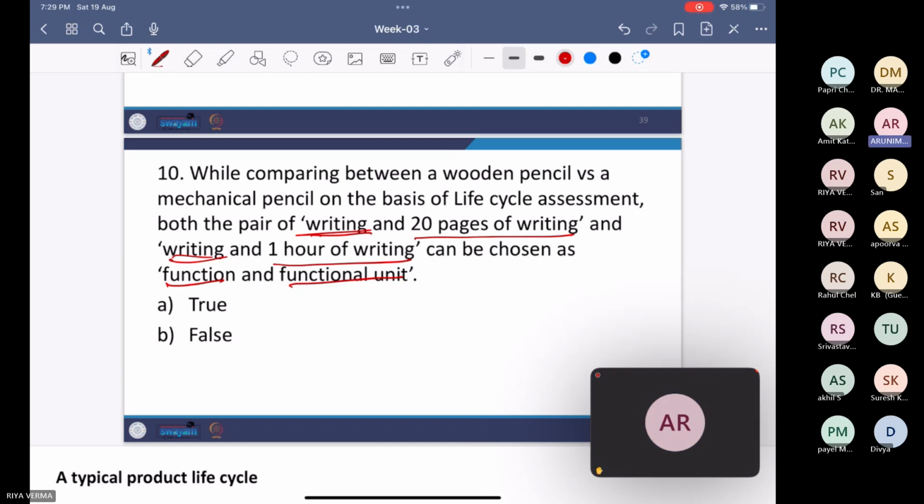Like any one of the both, yes. Meaning, can we take any one of them as the functional unit? Is it true or false? Just try and think that the functional unit should be the same for both the products. So is it fine to take 20 pages of writing or 1 hour of writing as a functional unit?